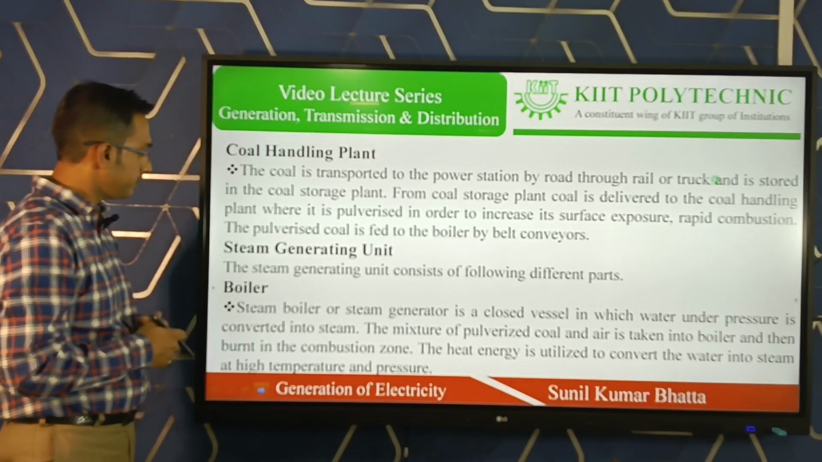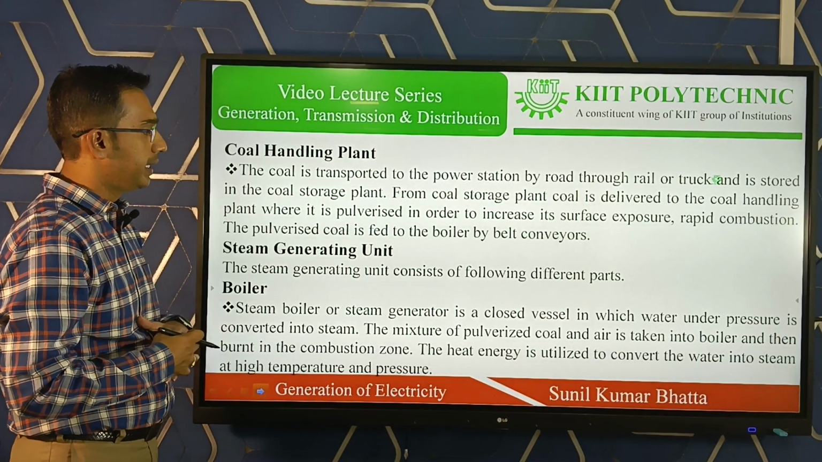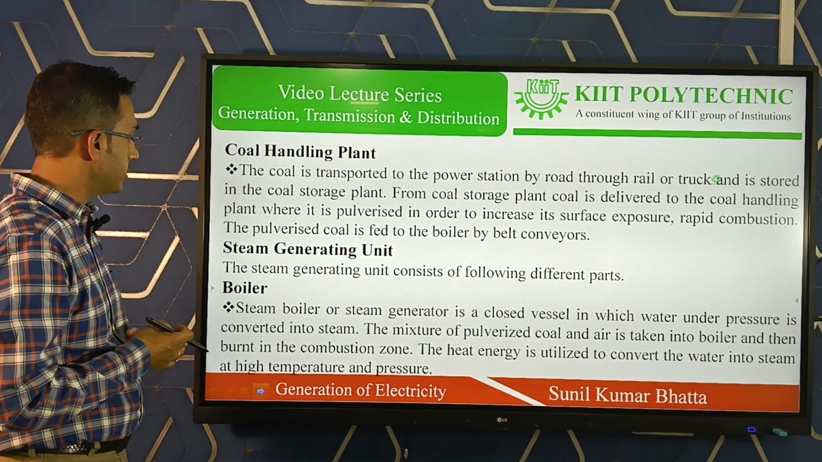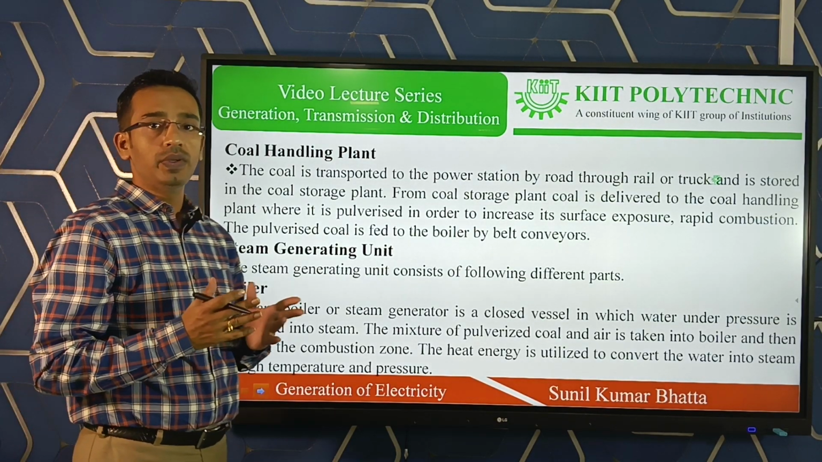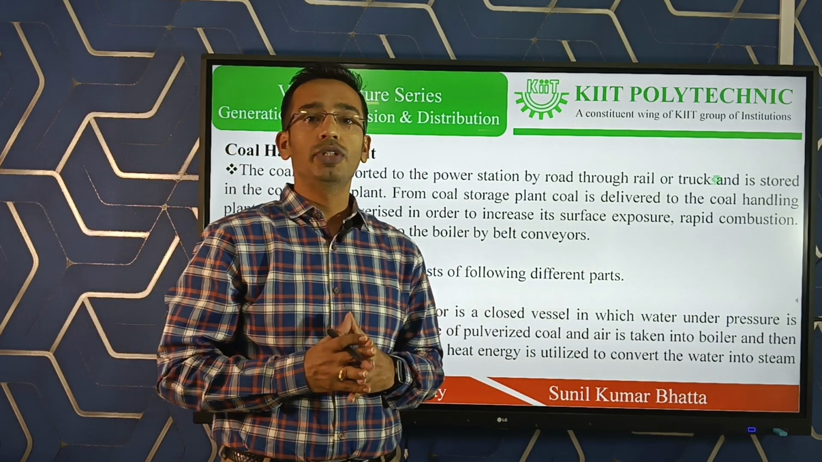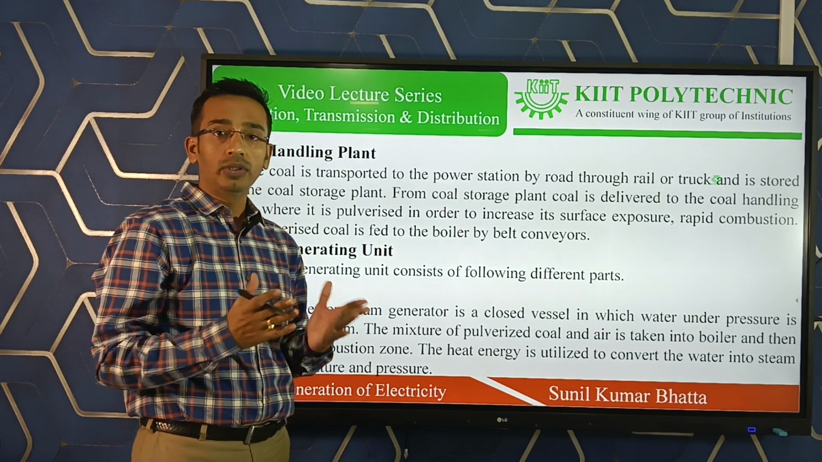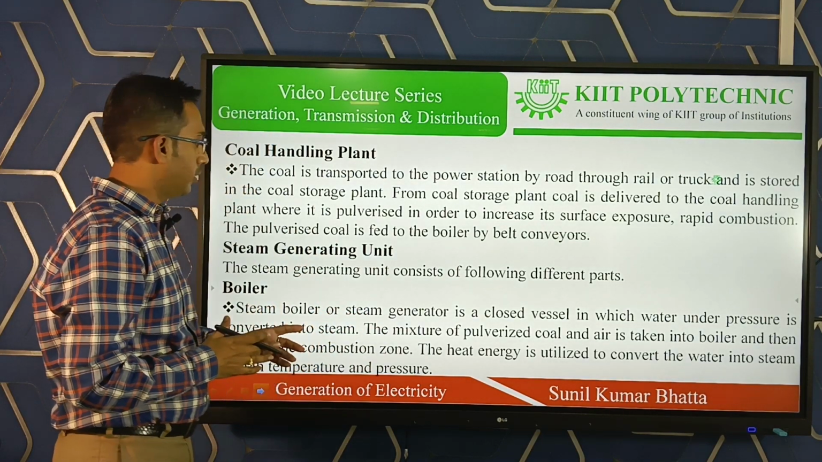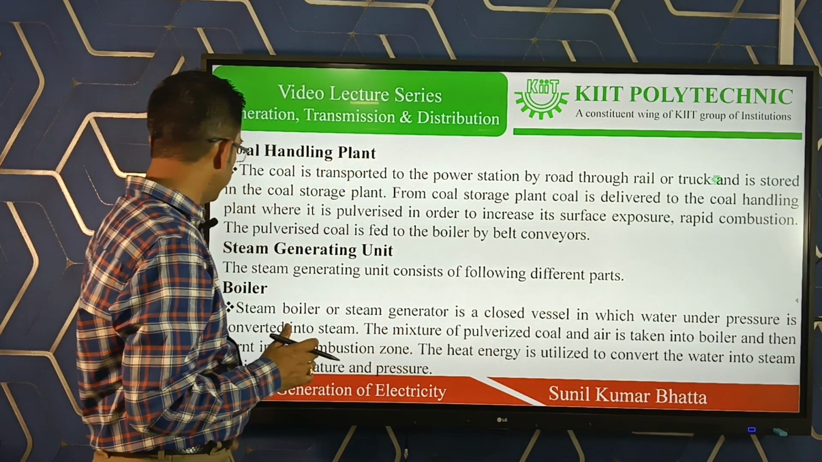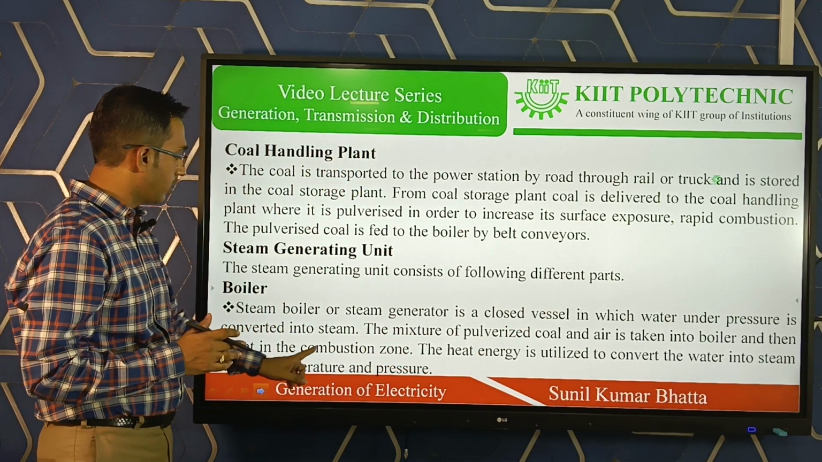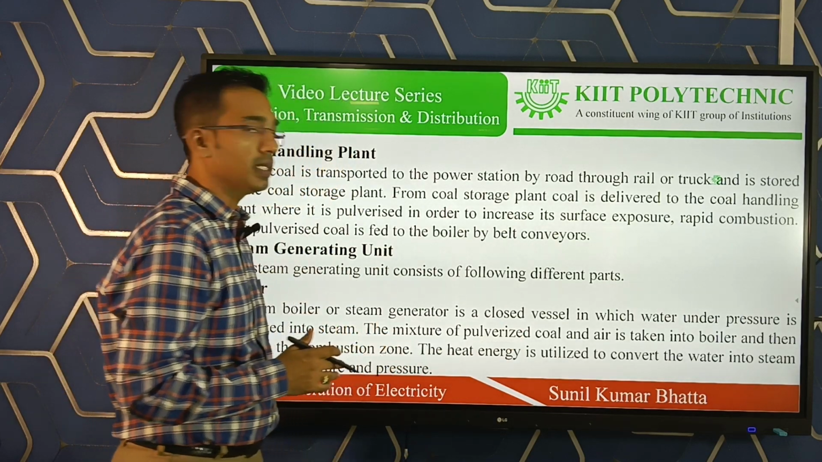So what is a boiler? The steam boiler or steam generator is a closed vessel in which water under pressure is converted into steam. Basically, the steam which we require is produced in the boiler. How is this steam produced in the boiler? The mixture of pulverized coal and air is taken into the boiler, and then they are burnt in the combustion zone. The heat energy is utilized to convert the water into steam.